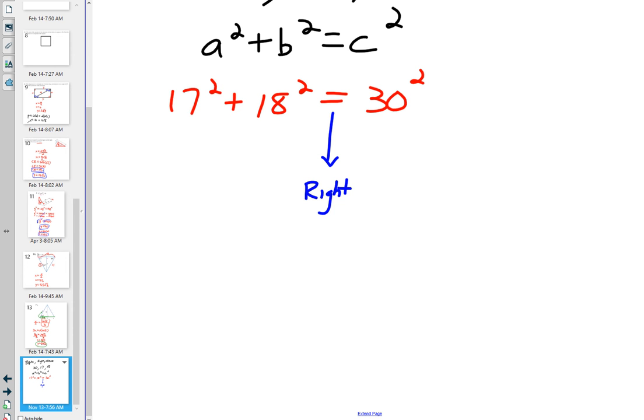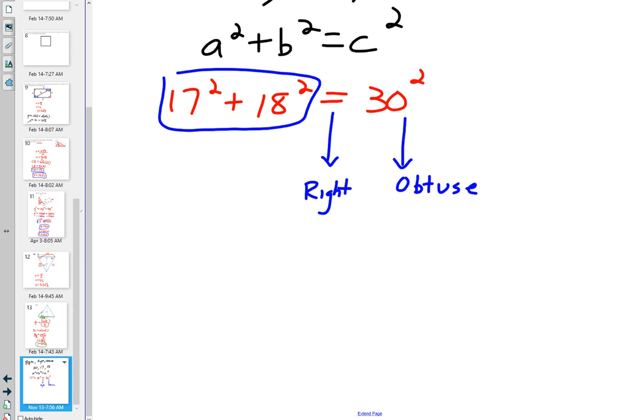a right triangle. Okay? But what happens if they're not equal? We know that they won't make a right triangle, but what triangle will they make? Well, think of it this way. Let's say that these are legs. If the hypotenuse is too big, what type of triangle would that end up being? So if this side ends up being the bigger side, once I square these, if this ends up being the biggest, it's obtuse. If these two together end up being the biggest, then it's acute.